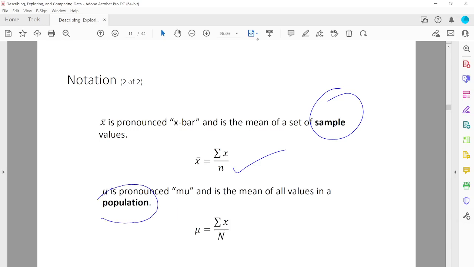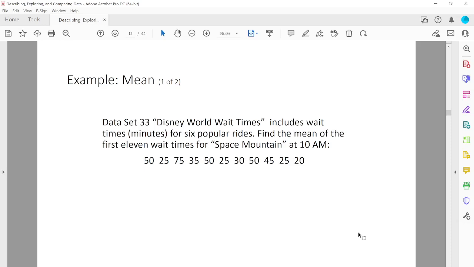And if we have a given population, then this is the formula we're going to use for finding the mean. Both of them represent the mean, but one is for the sample and one is for the entire population. One example data set. So let's say there is a data set.